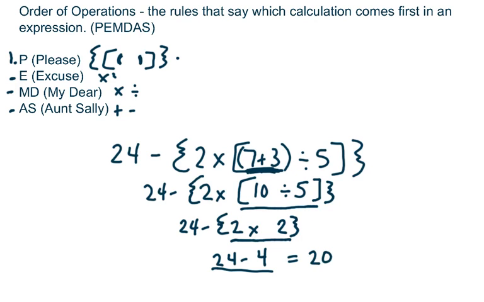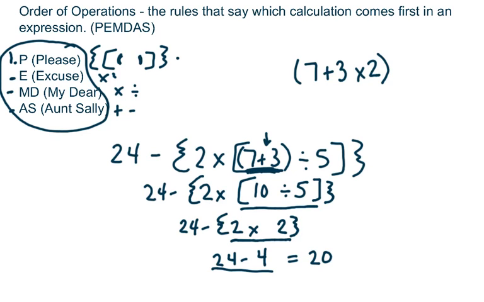Now, let's say, for example, in this problem here, had I had in parentheses 7 plus 3 times 2, I would, inside the parentheses, still need to follow my order of operations. So I would need to multiply before I add. So if I had this down here, I would need to take 3 times 2 and get 6 before adding it to the 7. So even inside parentheses, you still have to follow the order of operations. This is Unit 1, Lesson 2 on order of operations.